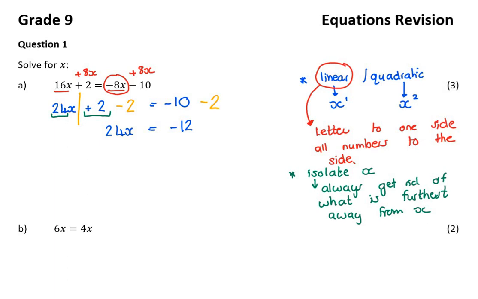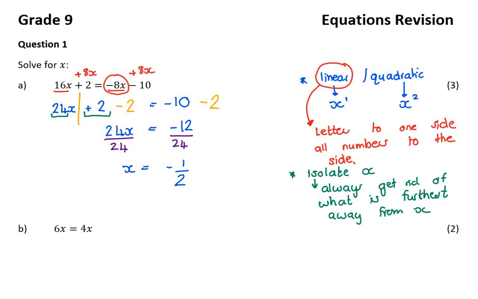Now I need to get rid of multiplying by 24. So I'm going to divide by 24 on both sides. And then I'm going to simplify that, because negative 12 divided by 24, most people want to say negative 2 out of instinct. But just be careful, it's negative a half. So that's a classic example of a linear equation.